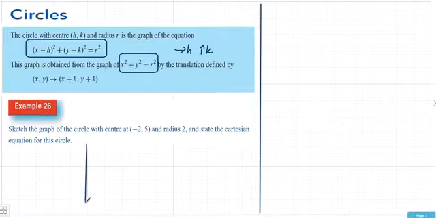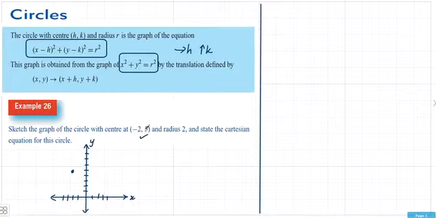So I'm just going to do little axes. We're going to be negative 2, 5, so I don't really need much at the bottom. 1, 2, 3, 4, 5, 6, 7, 8. So I just use little tick marks just to keep track of what's going on. 1, 2, 3, like that. Okay, so the first thing we're going to do is put in the centre. That's at negative 2, 5. So negative 2, 1, 2, 3, 4, 5. So it's here.